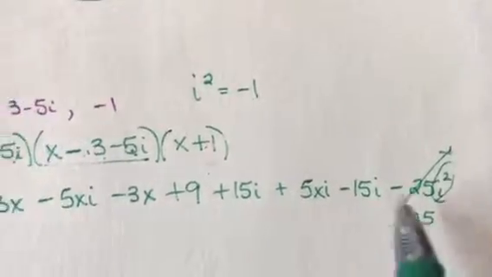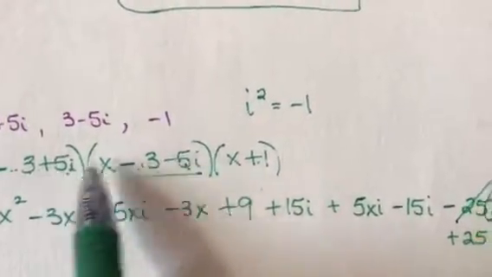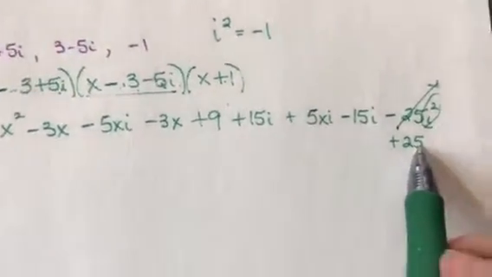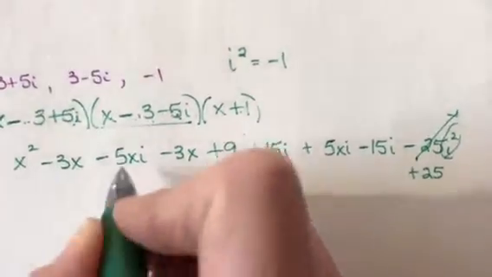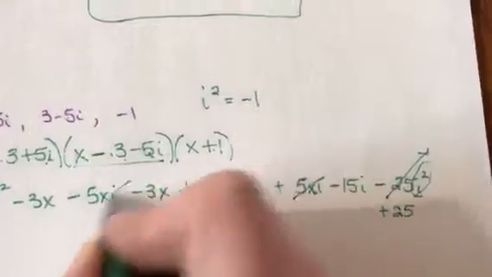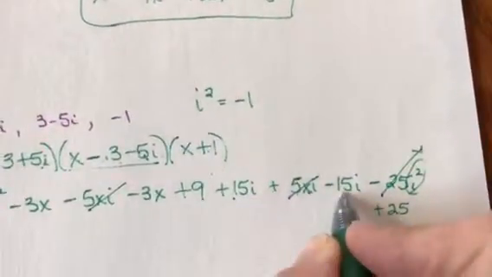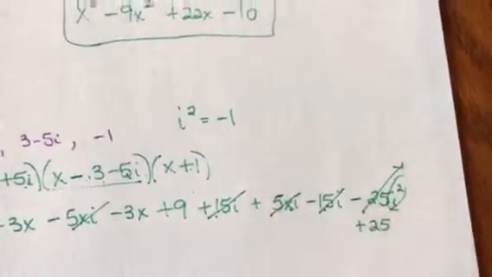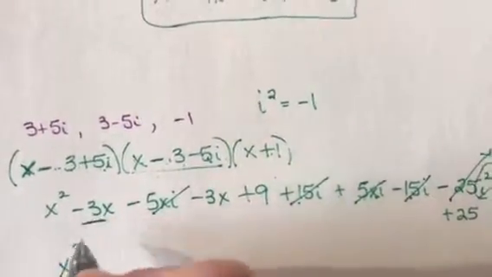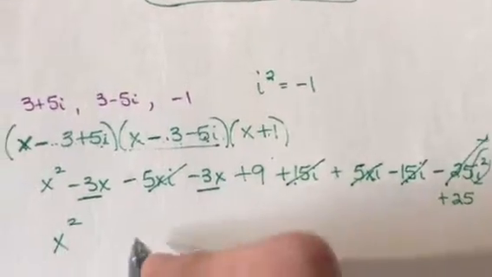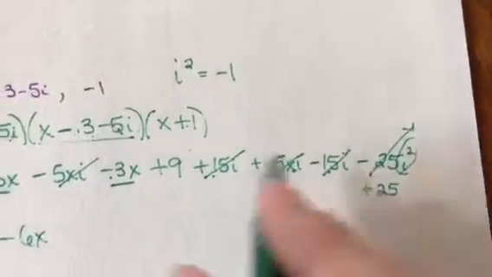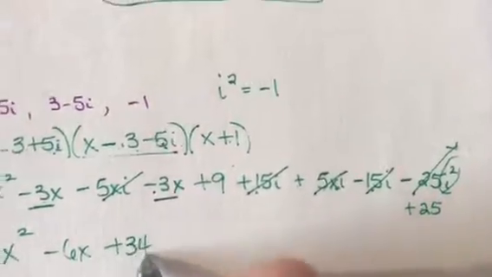Okay, so be real careful. You can do that all in one step if you want, but make sure you realize this is going to be a positive 25. Now, remember, if you did things right, ugliness will cancel. See this negative 5xi and the positive 5xi? They're gone. You see the 15i minus 15i? They're gone. So that's cool. So what am I left with? I have an x squared. Here I have a negative 3x minus 3x. That's what? Negative 6x. 9 plus 25 is what? 34. So that should be it.